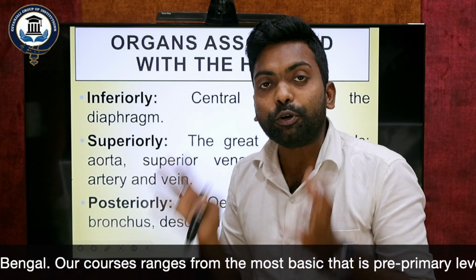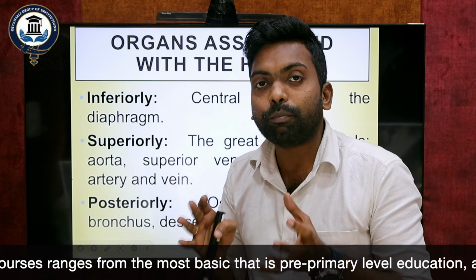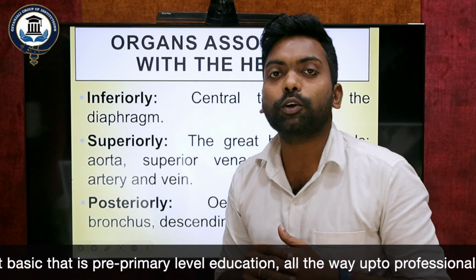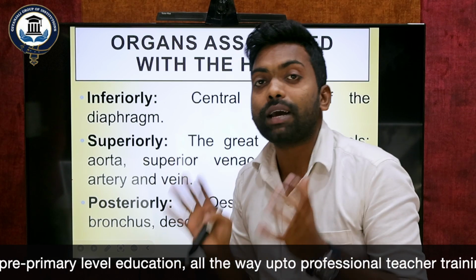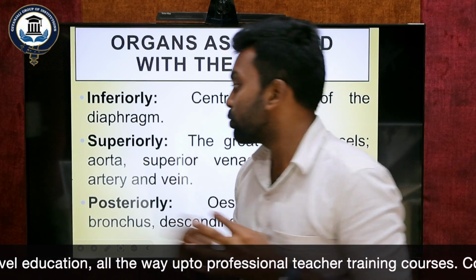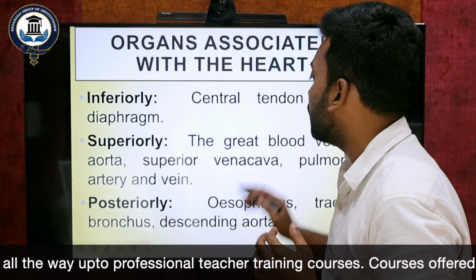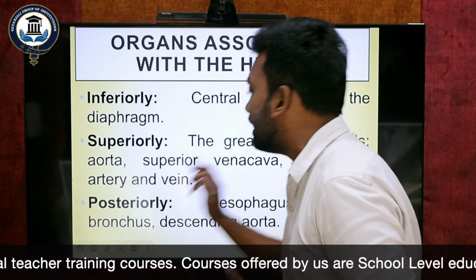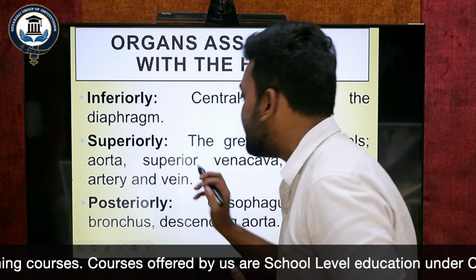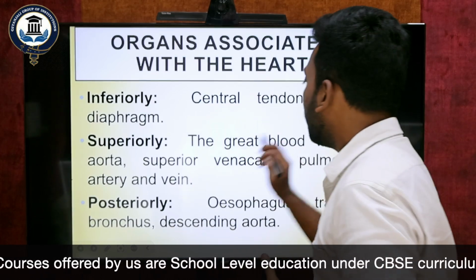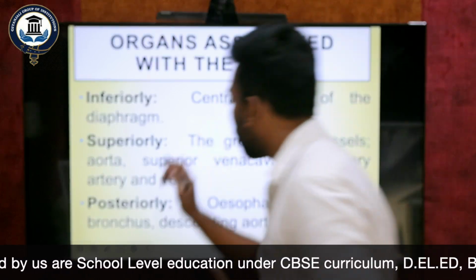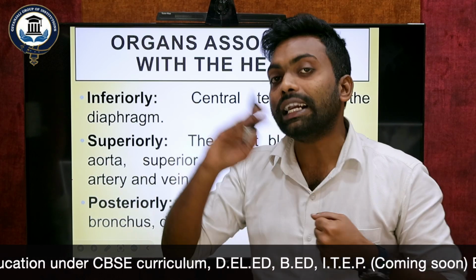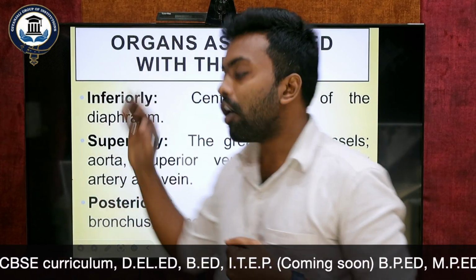Because after purification of the blood, a huge amount of blood needs to be flushed out to all the organs of the human body. That is why it is built up as larger blood vessels, located at the superior part of the heart. Next, the superior vena cava is present, and next the pulmonary artery is present, and next the pulmonary veins are also present. These are all called the great blood vessels, and they are all located at the superior part of the heart. So that is the association of the organs.